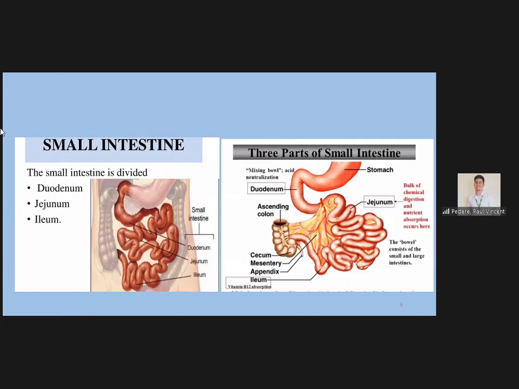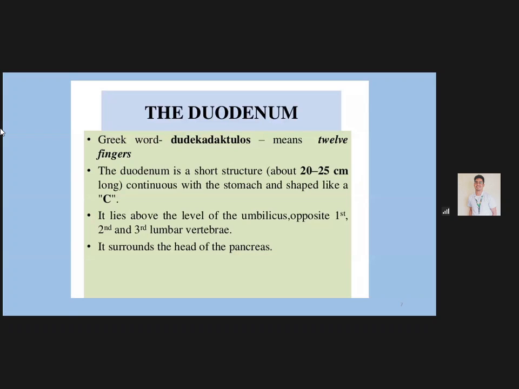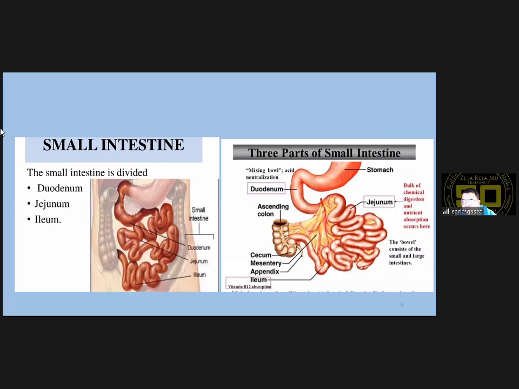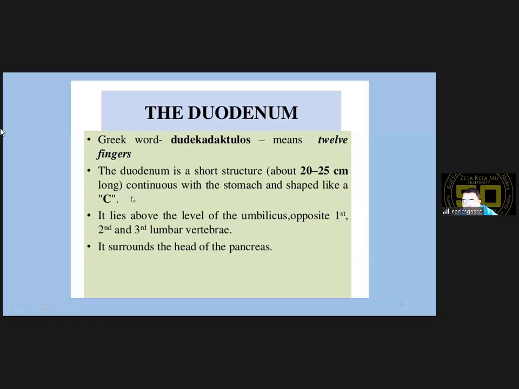Yes, po. Okay. Now, the duodenum, the first part, comes from the Greek word duodecadactylus, meaning 12 fingers. It's a short structure, approximately 20 to 25 centimeters long, which is continuous with the stomach and shaped like a C. So it is C-shaped. It lies above the level of the umbilicus, opposite the first, second, and third lumbar vertebrae. It surrounds the head of the pancreas.